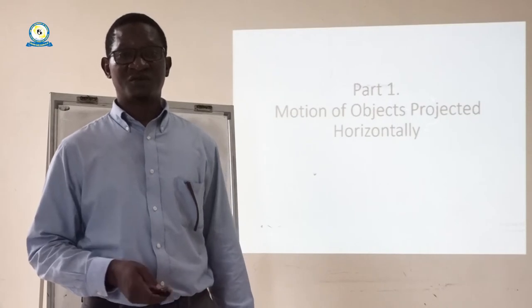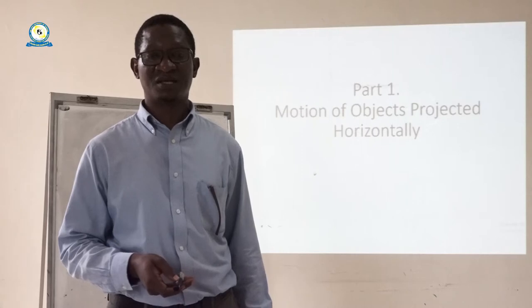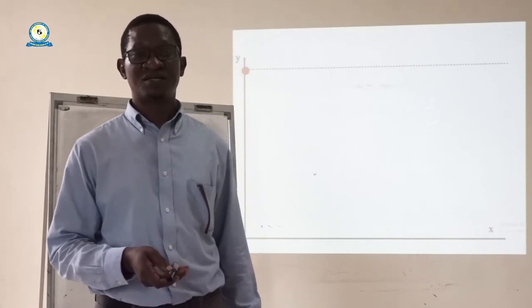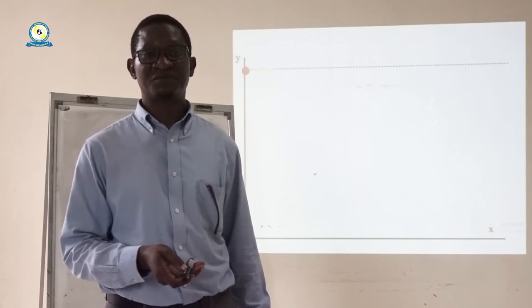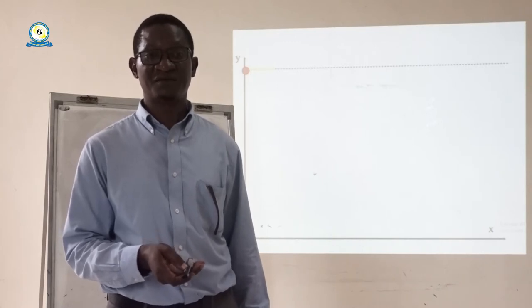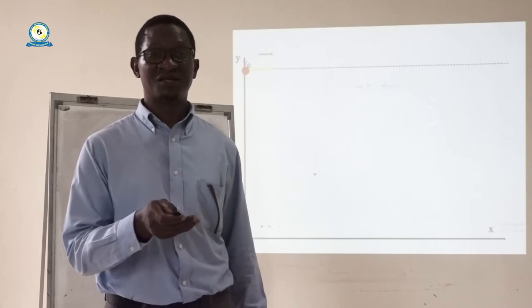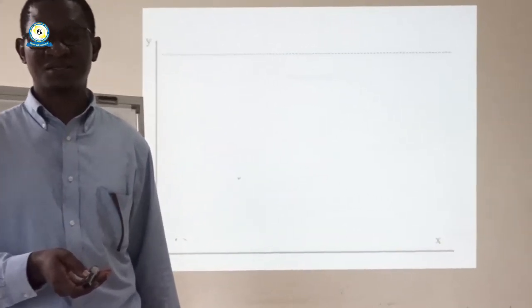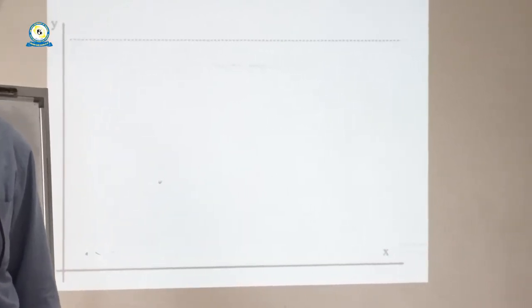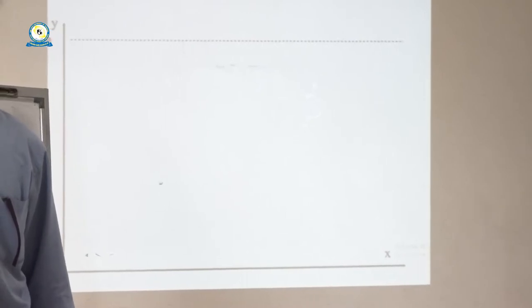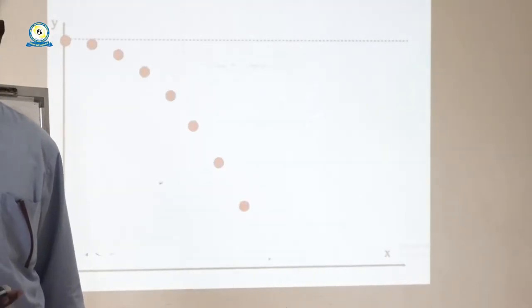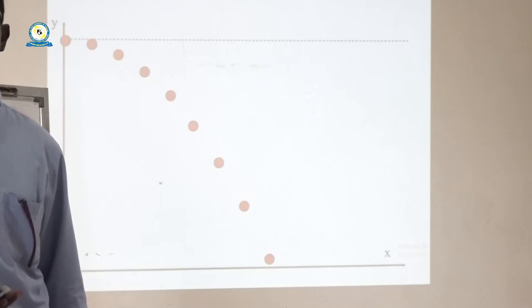Part one, motion of objects projected horizontally, as I said. You can see a ball projected horizontally from a cliff. A yellowish arrow shows the horizontal direction of the ball along the x-axis. The x-axis is horizontal and the vertical axis is y. This is the trajectory of a ball from the cliff.